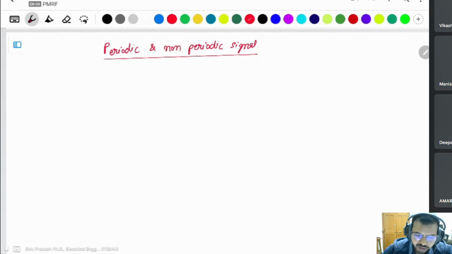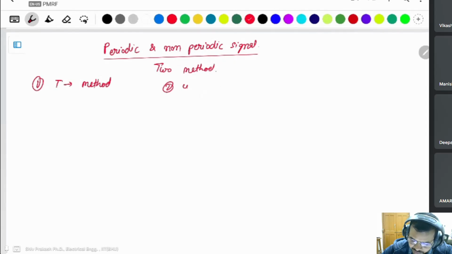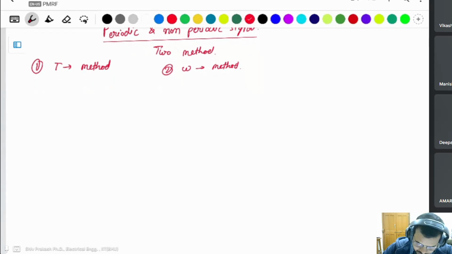There are two methods to find the fundamental period, the time period, or the frequency, the fundamental frequency. The first method is the time period method. The second one is the frequency method, fundamental frequency. Okay. First, let's start with the time period method.